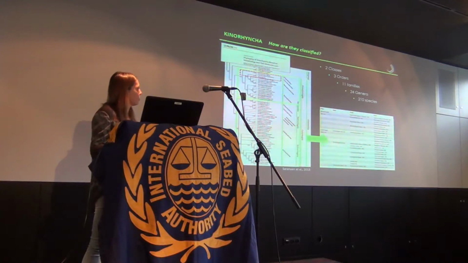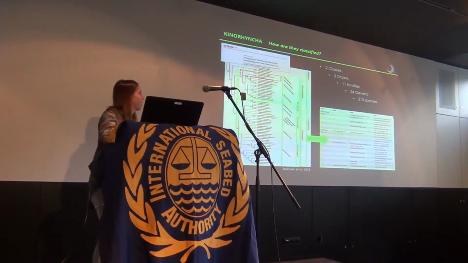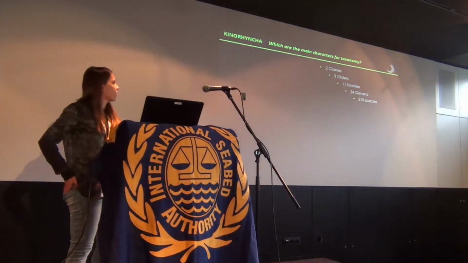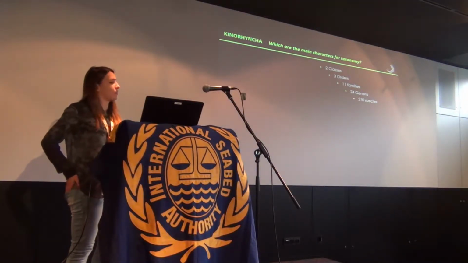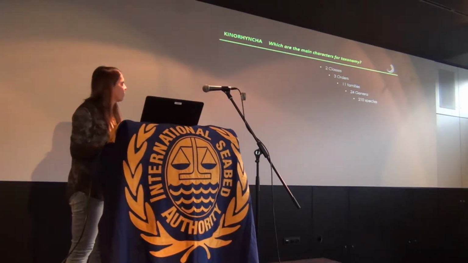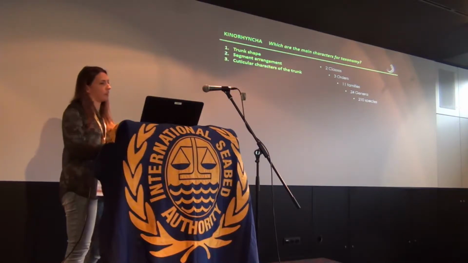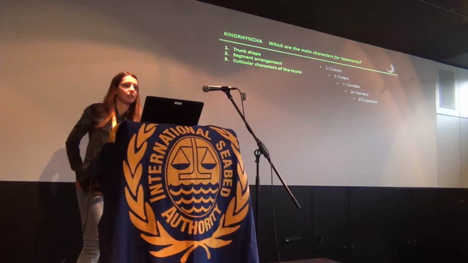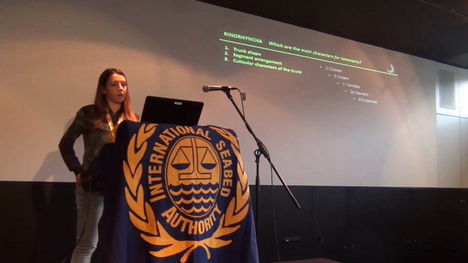Okay, now we know how a kinorhynch is and how they are classified. But how can we classify a specific specimen when we find a kinorhynch in our sample? We have 3 main morphological characters useful for taxonomy: the trunk shape, the segment arrangement, and the cuticular characters of the trunk. Let's see the first one.